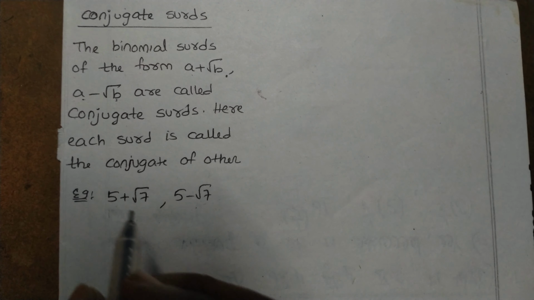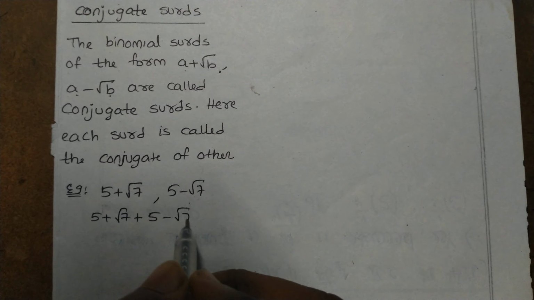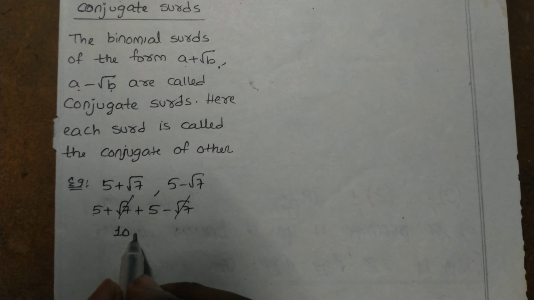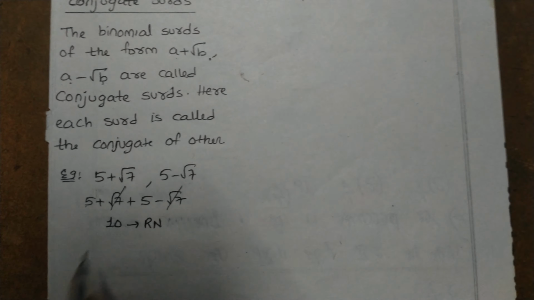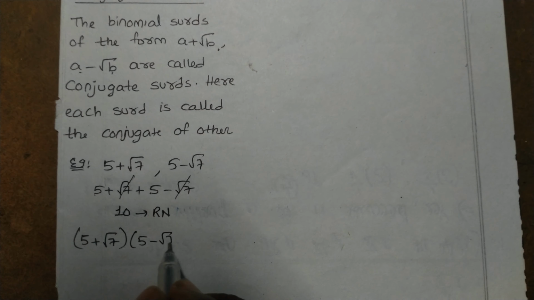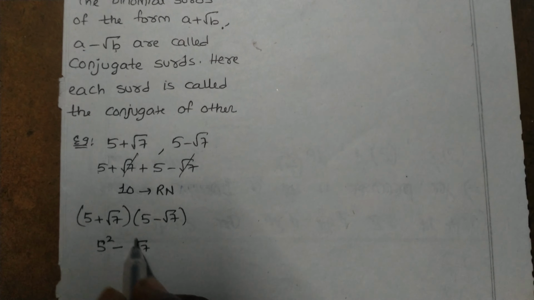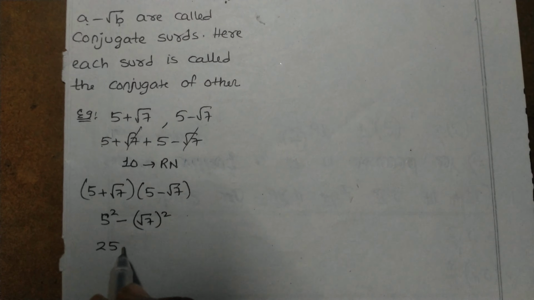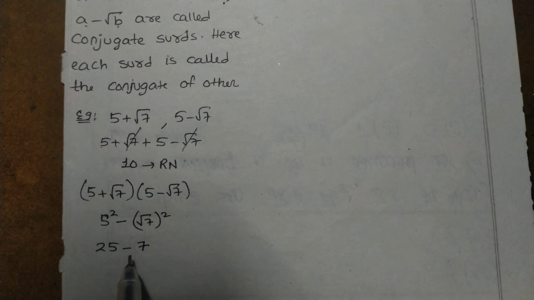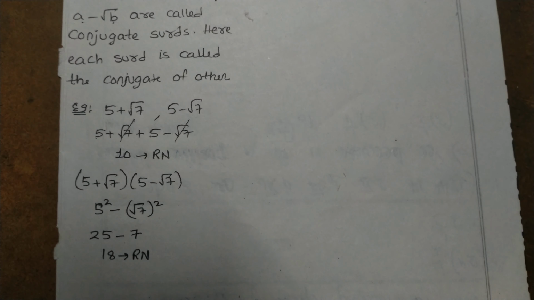Suppose you do the summation of this: 5 plus root 7 plus 5 minus root 7. Minus root 7 and plus root 7 will cancel, and 5 plus 5 you are getting 10. That is nothing but a rational number. Now suppose I do the product, 5 plus root 7 into 5 minus root 7. What are you going to get? a plus b into a minus b is nothing but a square minus b square, right? So 25 minus root 7 whole square means 7 only. 25 minus 7 how much? 18. Again you are getting a rational number.